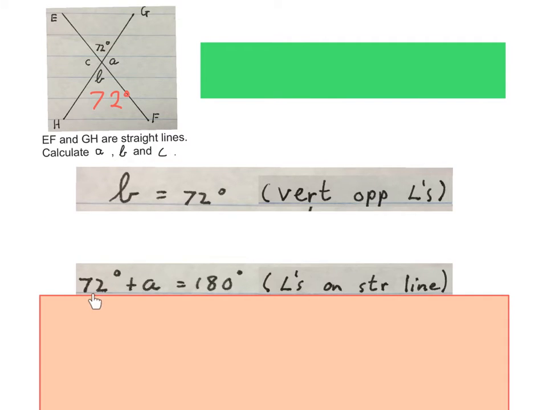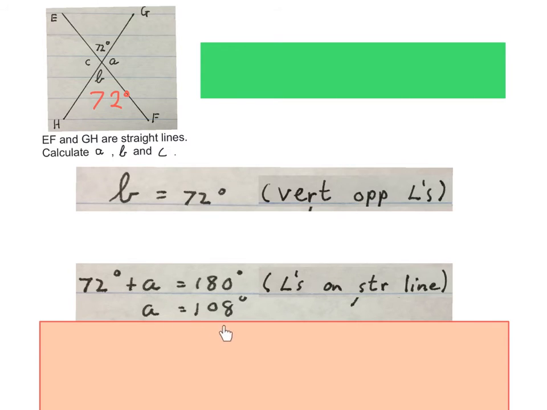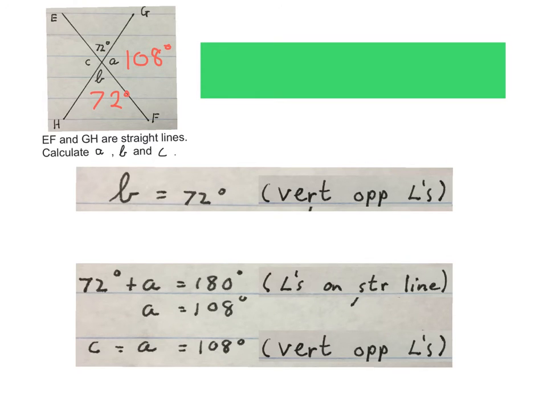Next I write 72 degrees plus A equals 180, angles on a straight line. I took that 72 and that A, I added them together and they are angles on a straight line. Then we minus the 72 on this side and that leaves us with A equals 108, which I then write in on my picture. My last statement here is that C, the angle we haven't worked out yet, is equal to A, the one opposite it, which is 108 degrees, vertically opposite angles. It's totally acceptable to leave out this A, but I like to write it.